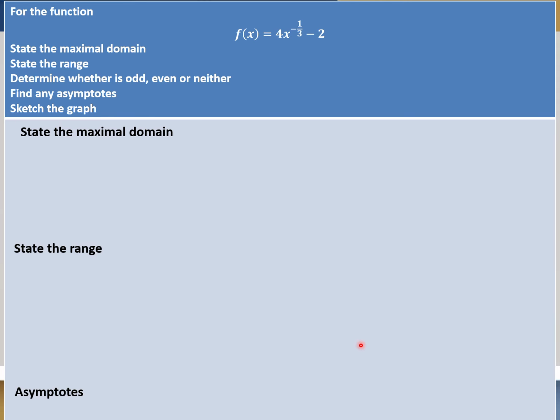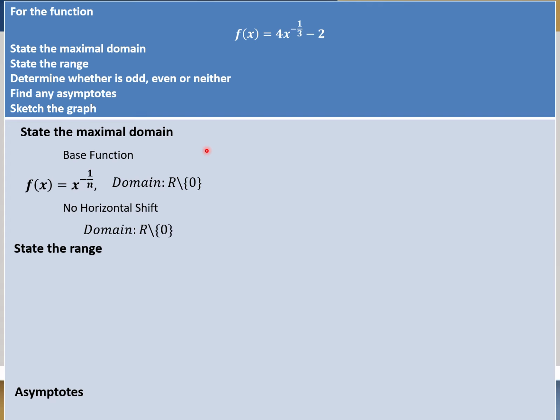So the first question that I'm going to deal with is f of x is equal to 4x to the power of negative 1/3 minus 2. So whenever we're thinking about the maximal domain and the range for these kinds of questions, we need to go back to what our basic function is. So our basic function is x to the power of negative 1 over n, and the key part is n. N here is odd, which means it's all real numbers except for 0. And there's no horizontal shift, so it stays the same.